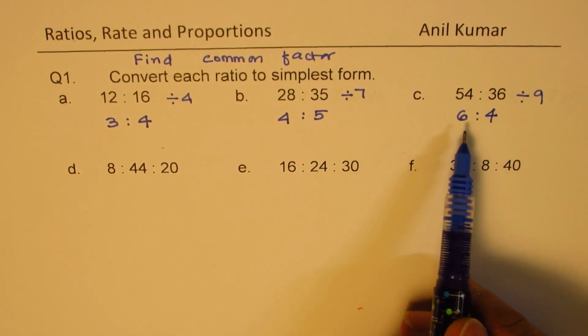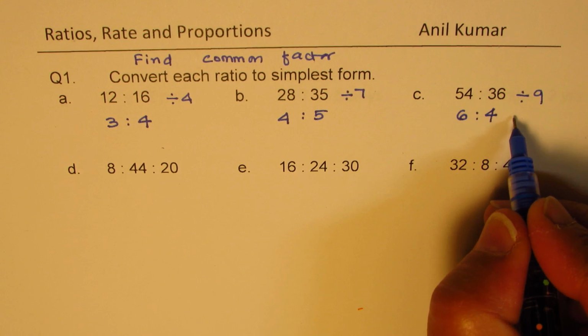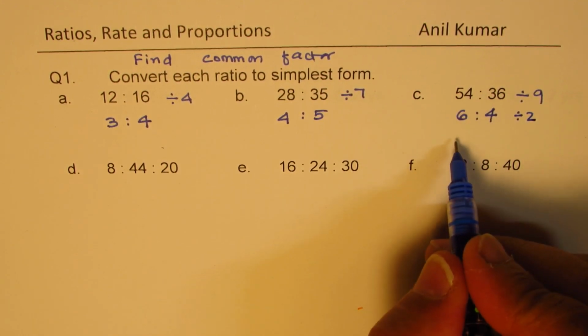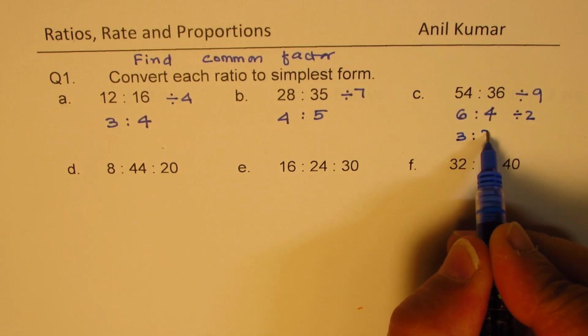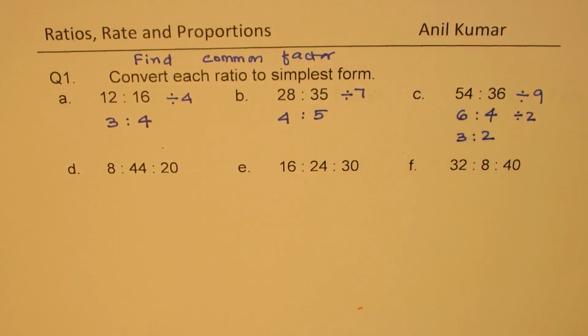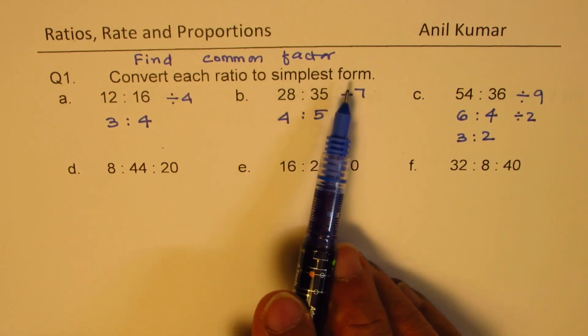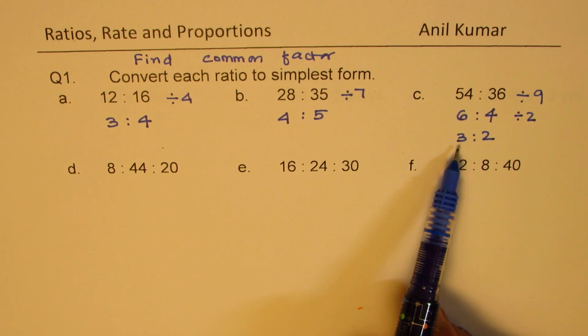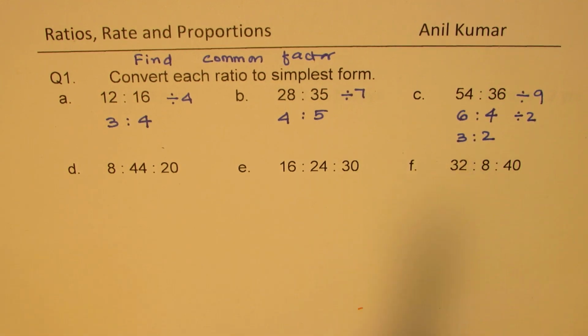However, you notice that 6 and 4 still have a common factor of 2. So they can be further reduced to 3:2. Is that clear? So 3:2 will be the simplest form. So when I say simplest form, it means they should not have any common factor after writing the ratio.